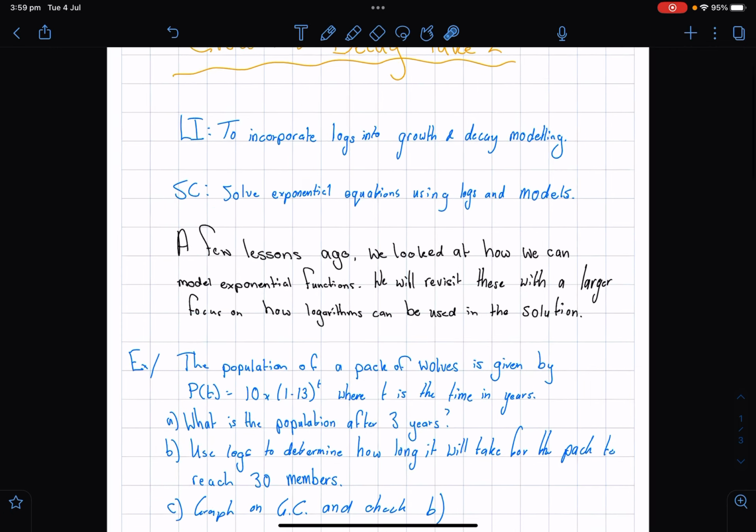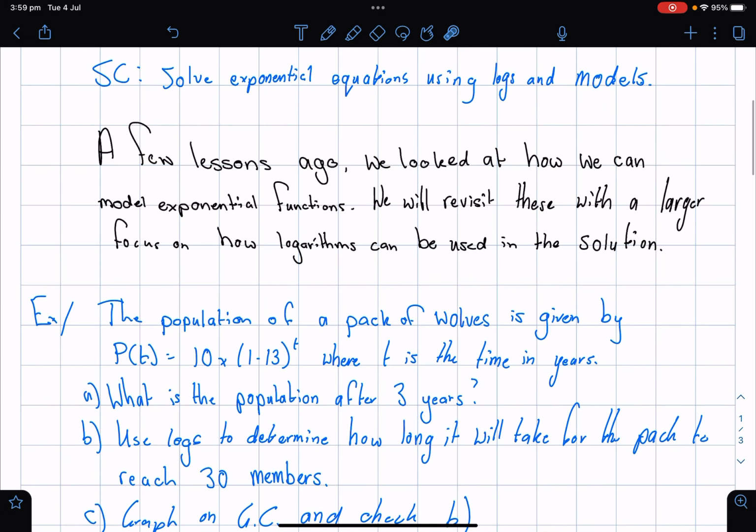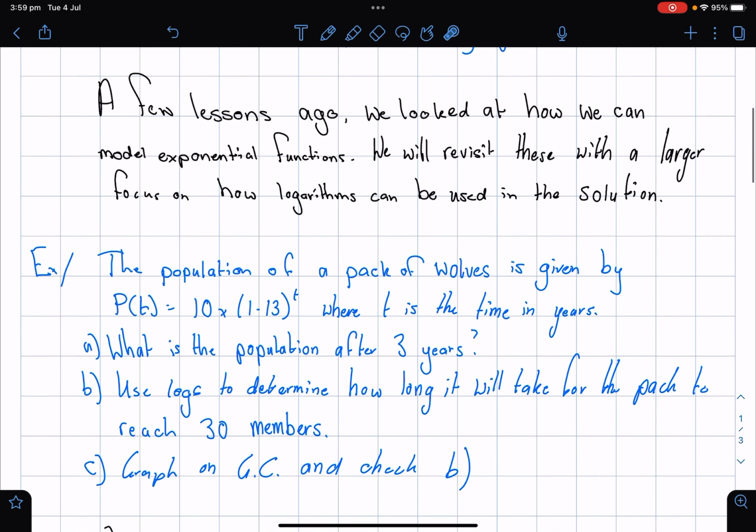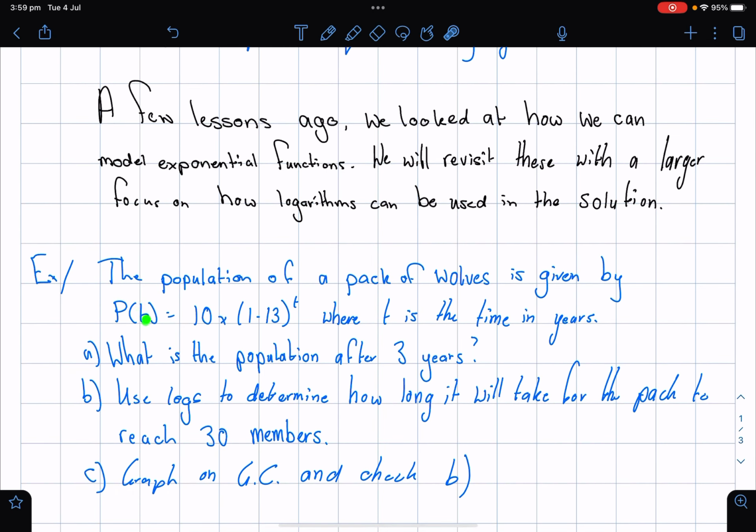So I've got a nice example here, and we're going to look at the population of a pack of wolves. Our population function in terms of time t is 10 times 1.13 to the power of t, where t is the time in years. Now you've got to pay special attention to the units given in a question, because they might throw in months or days and you've got to work it out and do the right ratio.